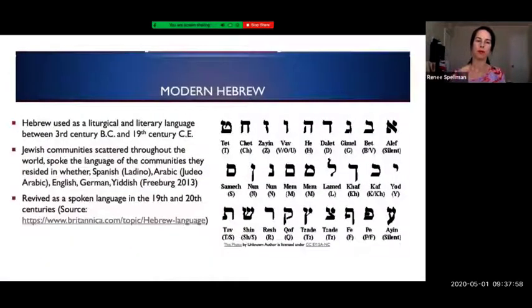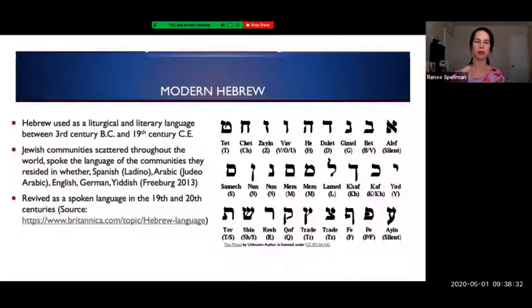So basically, after Hebrew stopped being a spoken language, it didn't disappear at all. It stayed very much a part of Jewish people's lives, and so it's a liturgical and literary language, and it stayed that way until now. But between the 2nd century AD until the 19th century AD, it has been solely a liturgical and literary language.